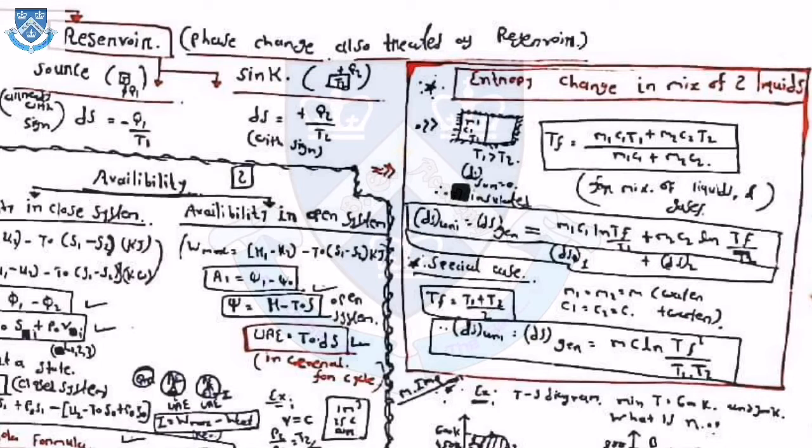Then one special case is there: Tf is equal to T1 plus T2 by 2, where M1 is equal to M2 is equal to M and C1 is equal to C2 is equal to C for water. Then ds of universe is equal to ds generation is equal to MC ln Tf square upon T1 into T2. This equation can be helpful in the examination, from which you can directly find T1 and T2.